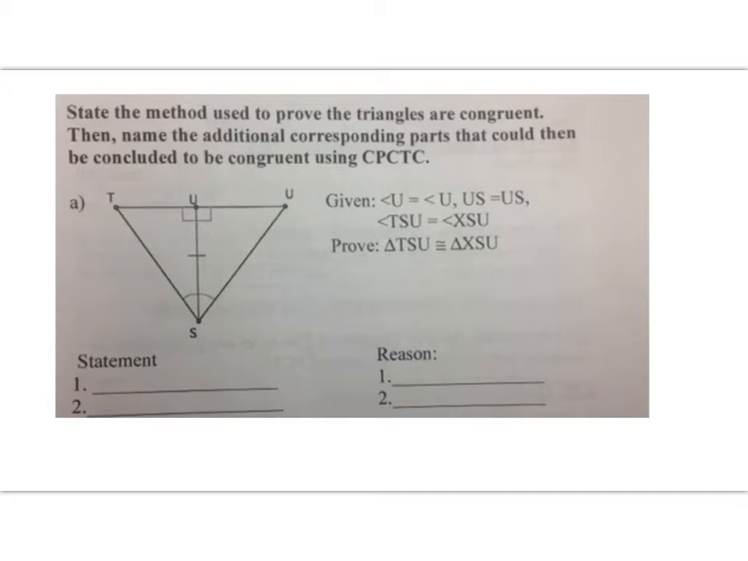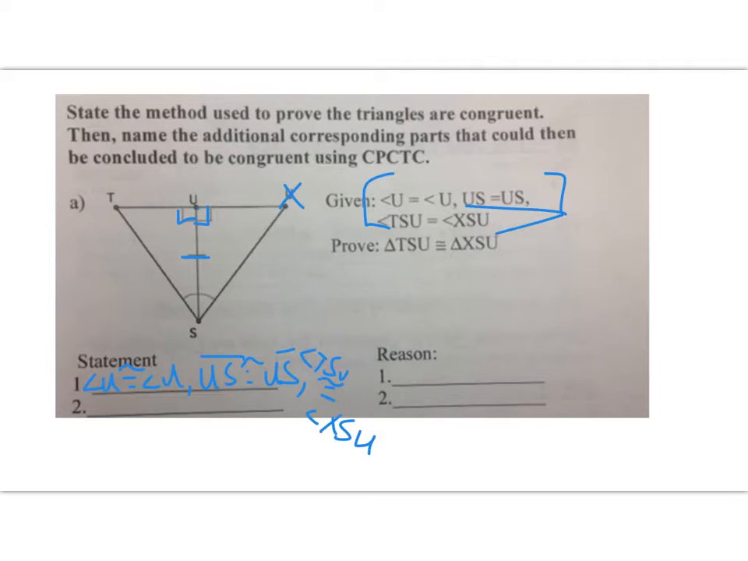Okay, so in our proof, we can go ahead and say all of our given information. I think this is supposed to be an X, by the way. Angle U is congruent to angle U. And US is congruent to US. And angle TSU is congruent to angle XSU, which are these two angles up here.